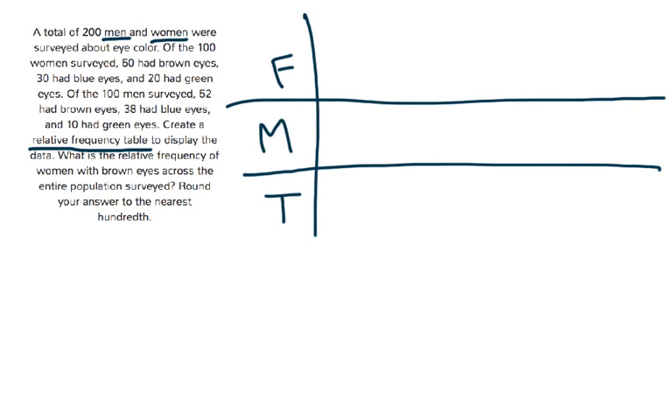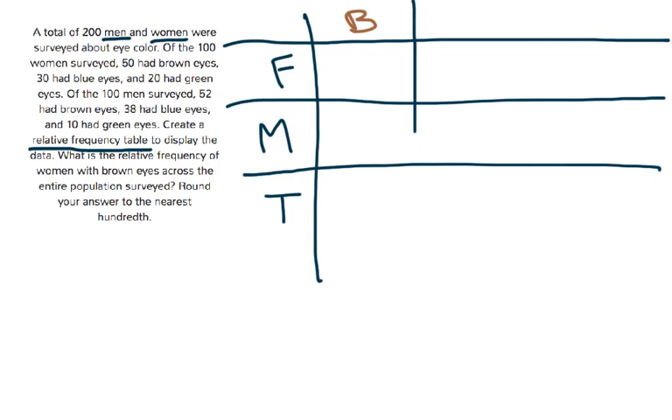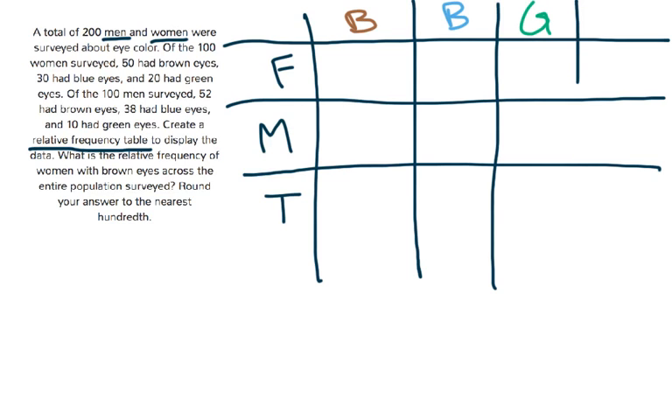And then our columns are going to be the eye color. So we're going to have a column for brown eyes. We're going to have another column for blue eyes. We're going to have another column for green eyes. And then we'll have another total column.